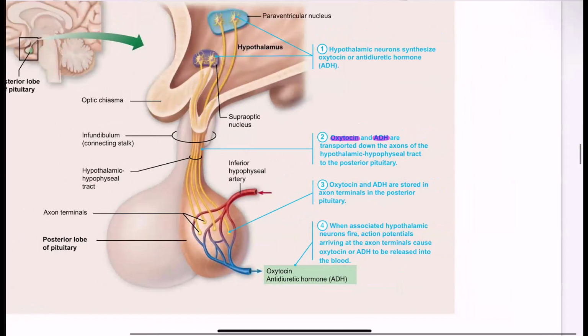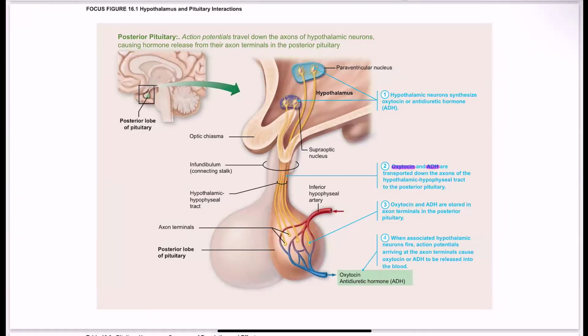So oxytocin, right here on the left-hand side, does a lot of things. It's released during childbirth and nursing. And it also causes uterine contractions. The hypothalamus is signaled to make oxytocin by the signal of the cervix being stretched as birth gets closer. And oxytocin levels in the blood rise and rise and rise, released from the posterior pituitary until birth.